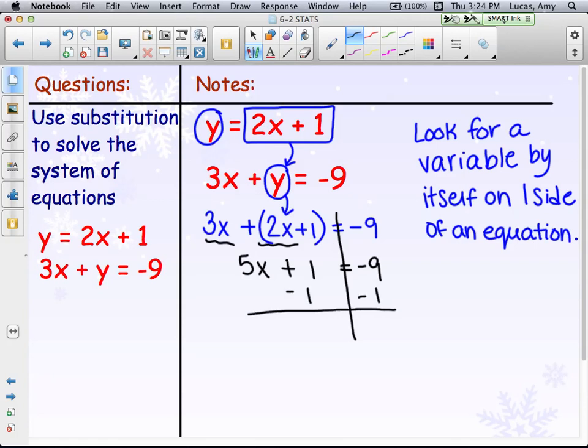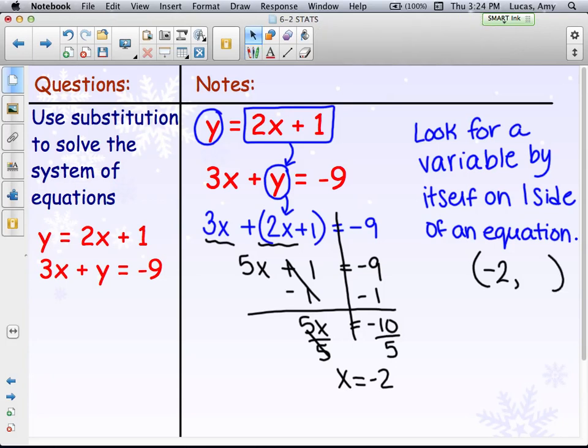This is like equations from chapter 2. Negative 9 minus 1 is negative 10. Divide by 5, and x equals negative 2. So my x coordinate is negative 2. I have half of my solution done right now.